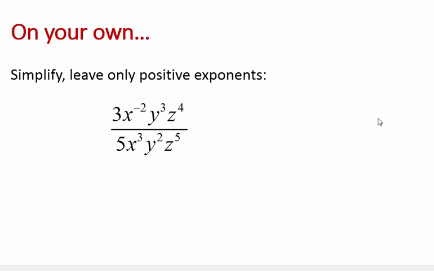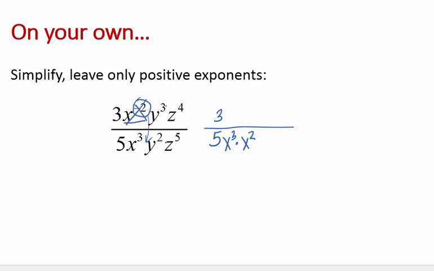Okay, so I've assumed you've paused it and you've tried this out. So we want to leave only positive exponents. So let's see what we can do. All right, so I'm going to leave the 3 and the 5 alone because I can't reduce that. Now I have x to the negative power. In order to make it positive, I'm going to move it down here. I'm going to leave that x to the 3rd where it was. I'm going to move the x squared down here because that makes it positive.